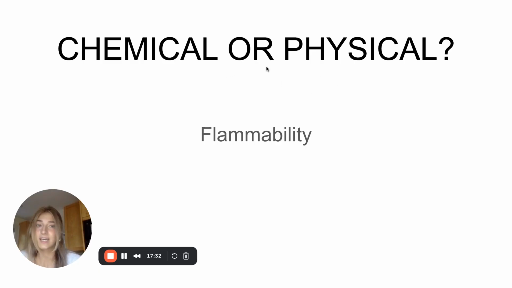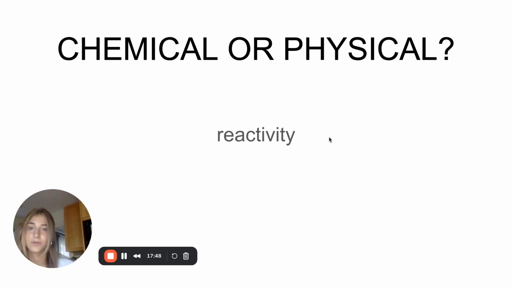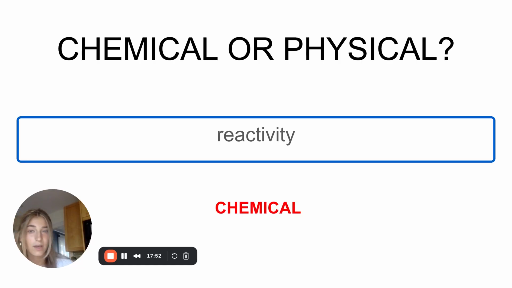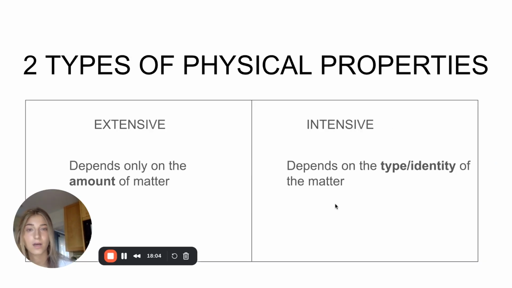Okay, so is it chemical or physical? Flammability. 3, 2, 1. It's chemical. It becomes evident during a chemical reaction. You can't really always look at something and know if it's going to be flammable. Next one, reactivity. 3, 2, 1. This is also chemical. You can't, again, look at something without any sort of experiment or chemical reaction and know if it's going to be reactive to something or not.